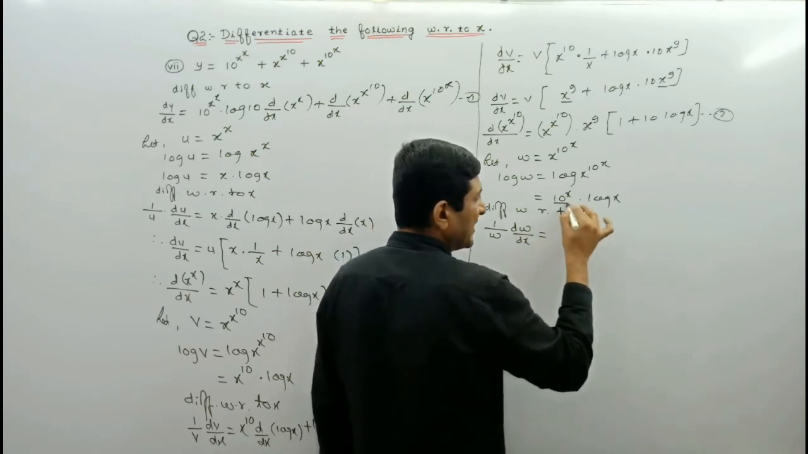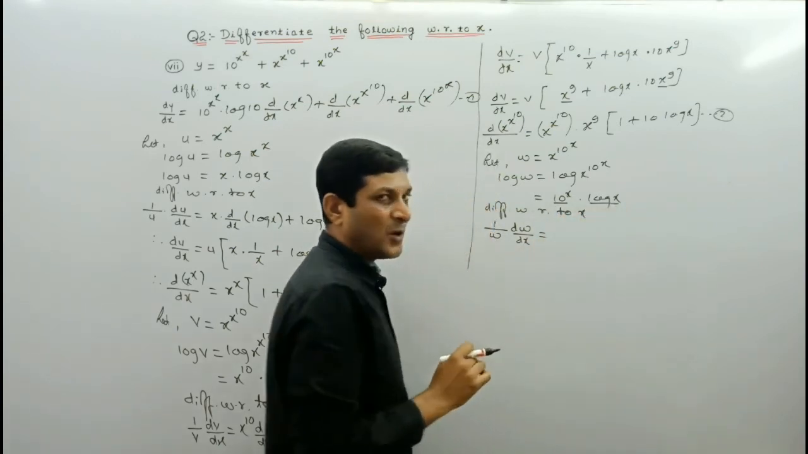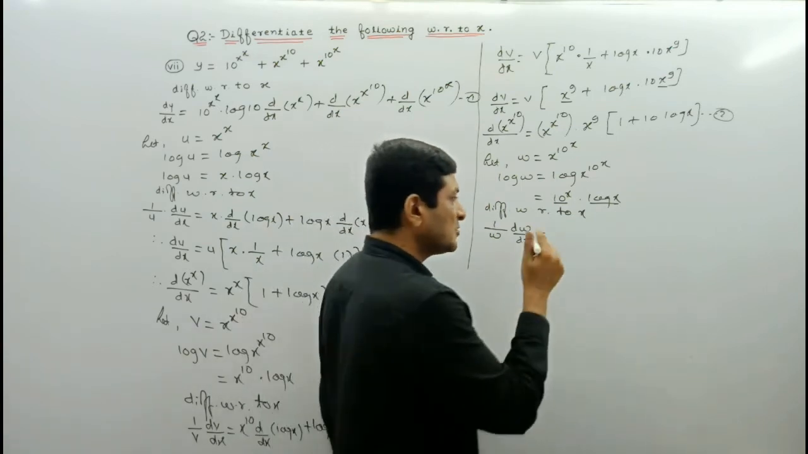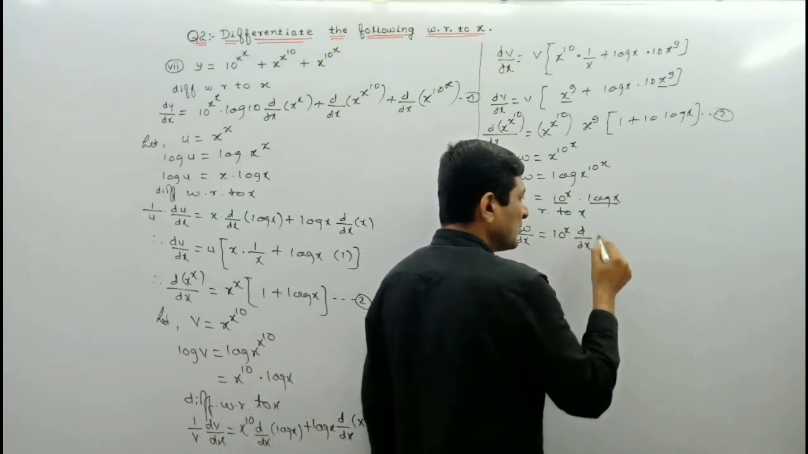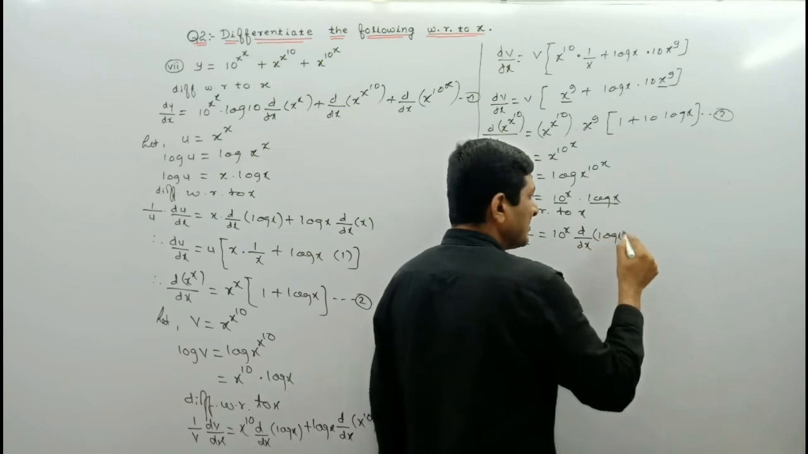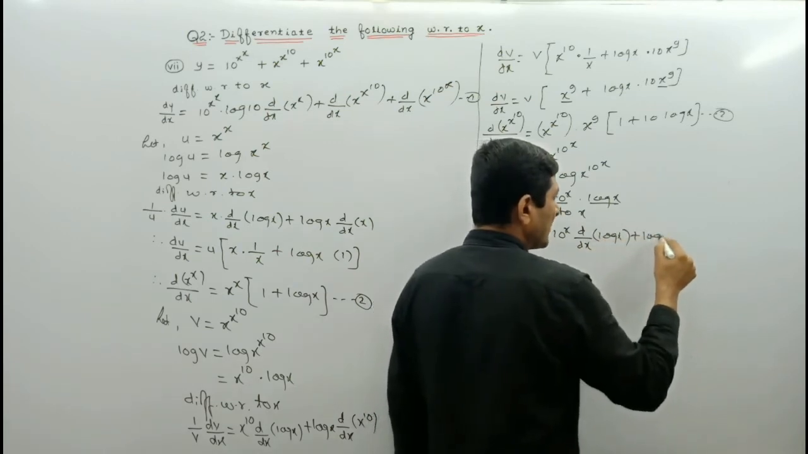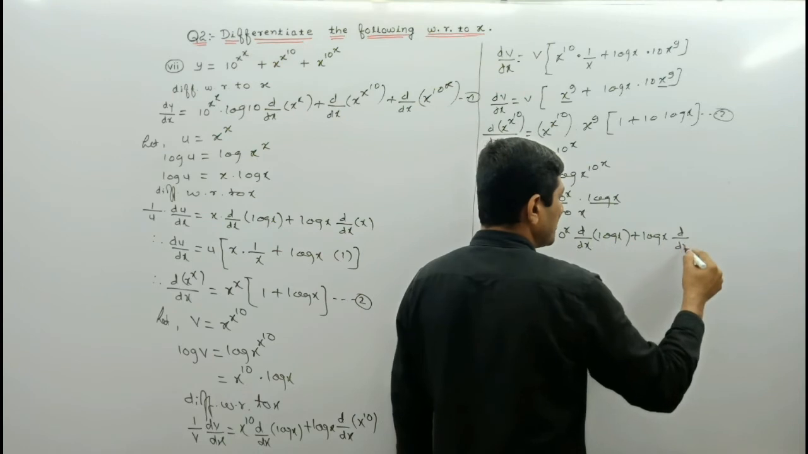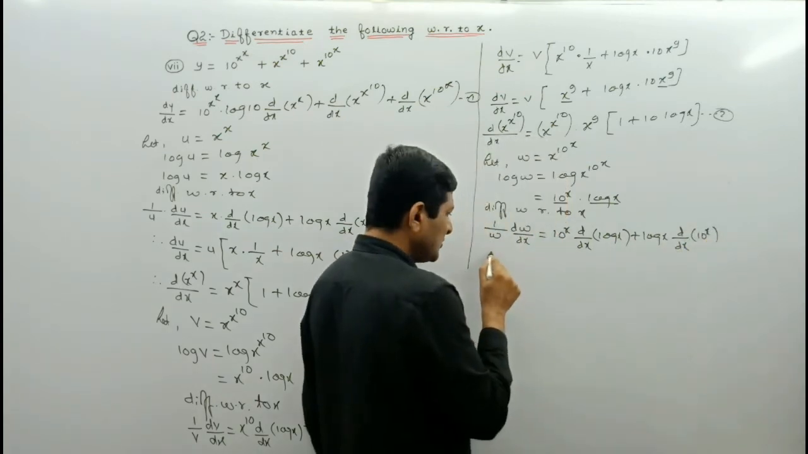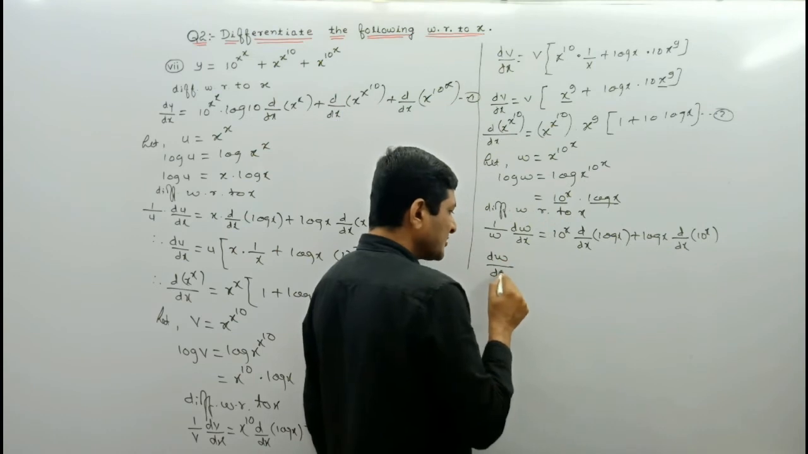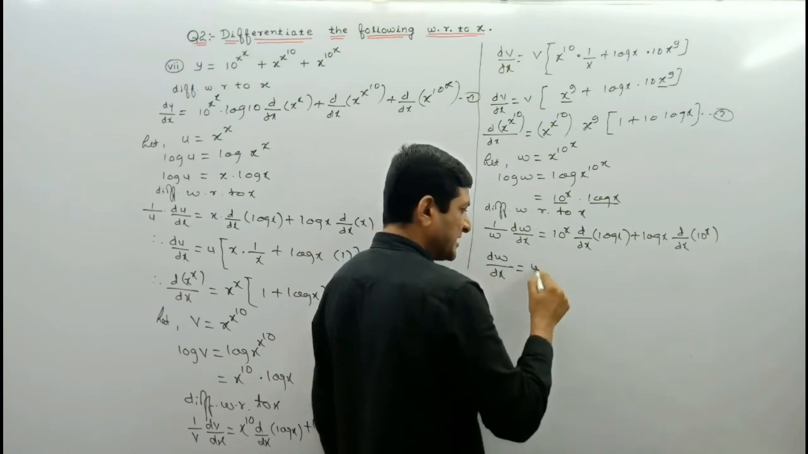On this side, to find out differentiation, we have to apply product rule. According to product rule, keep first term as it is into derivative of second term. What is second term? Log x, plus second term as it is, log x, into differentiation of first term, means 10 raised to power x. So dw upon dx will be equal to, w will get multiplied on this side.